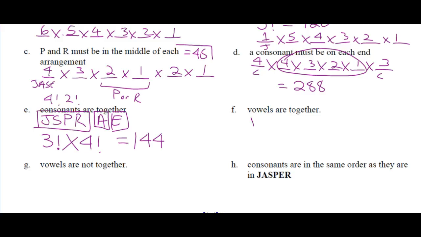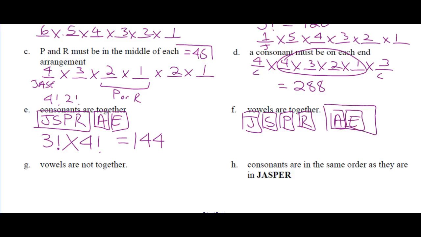The vowels are together. Okay, so what do we do here? J, S, P, R. You guys are now each on your own individual tiles, but what do we do with the vowels? We put them together. So how many tiles do I have to arrange? 5 of them. But one of those tiles has 2 arrangements, right? So 2 factorial arrangements.